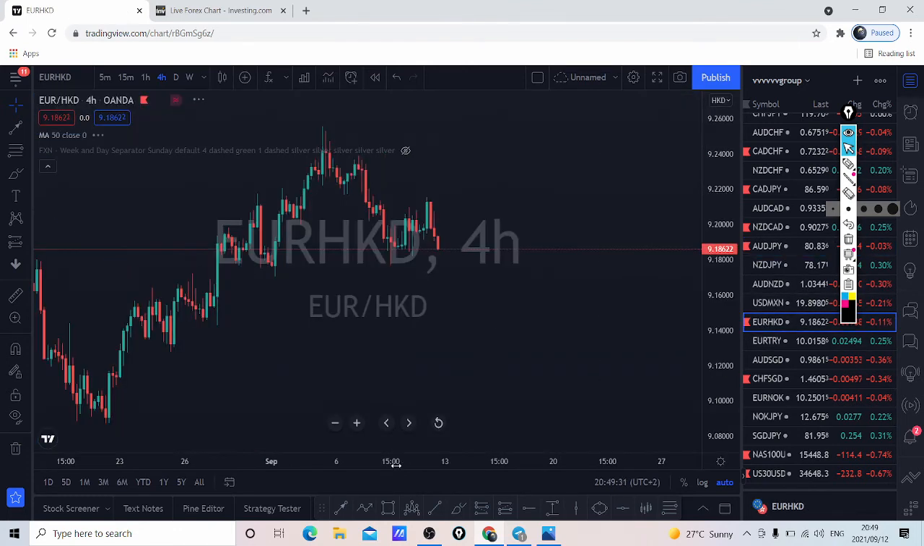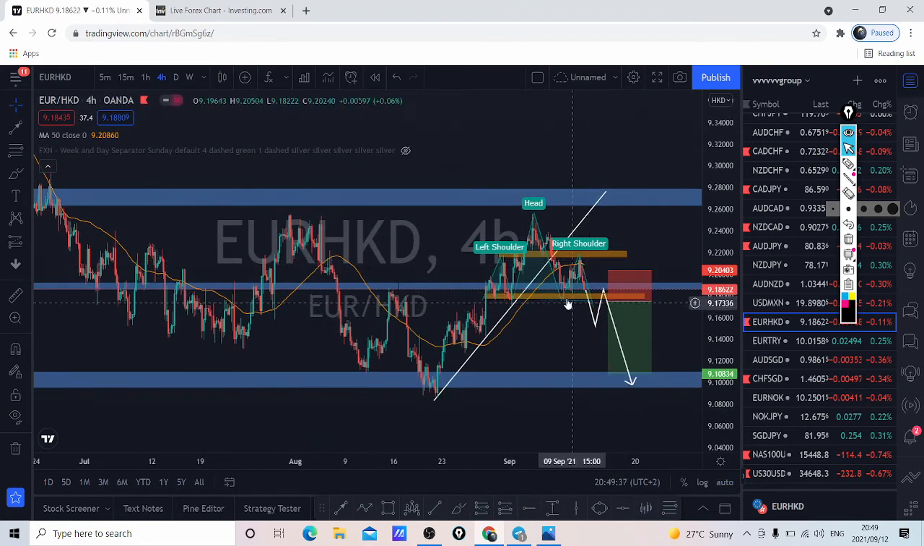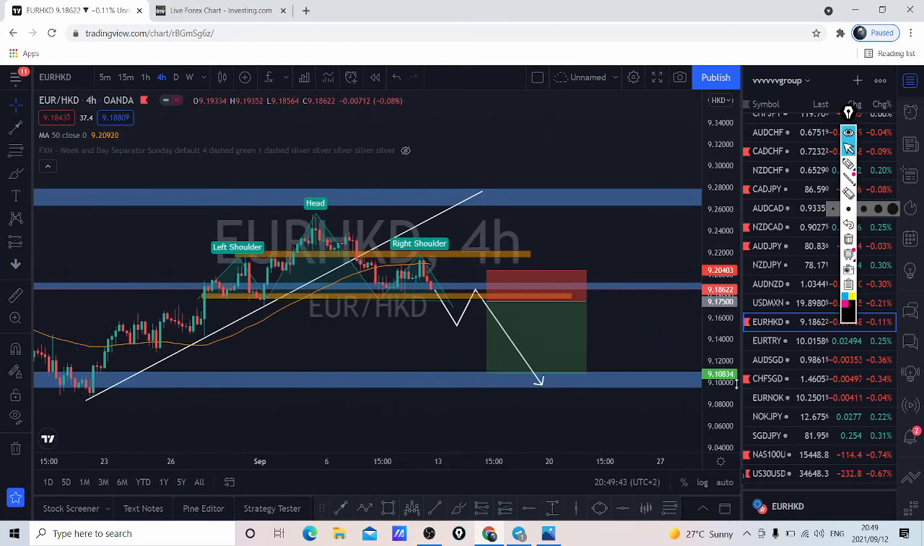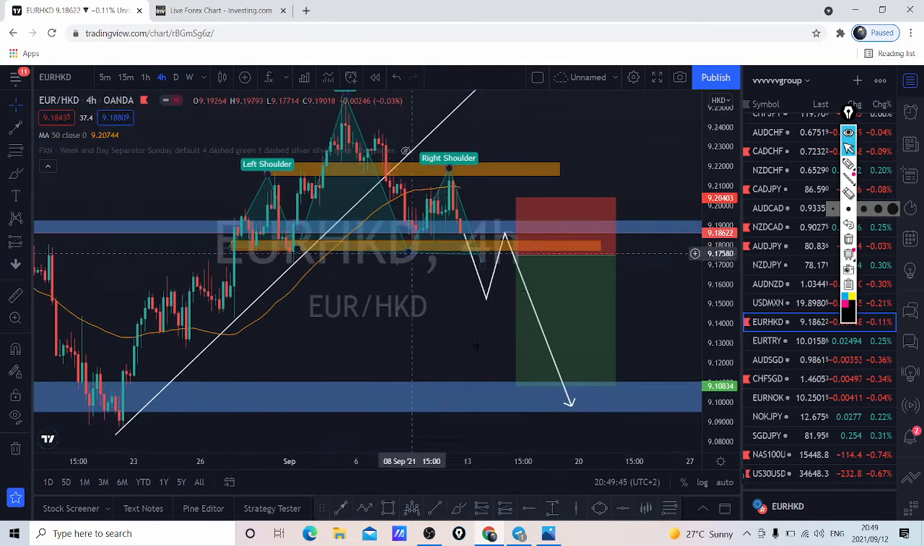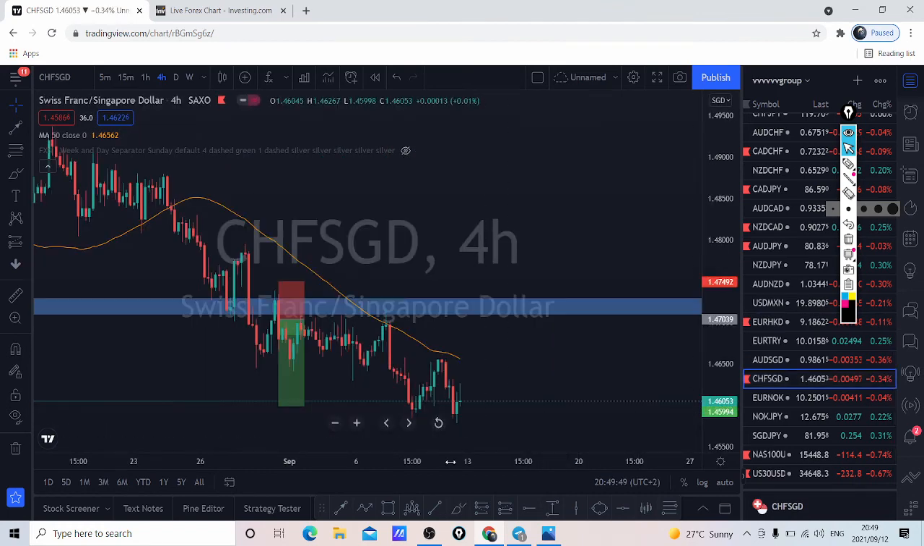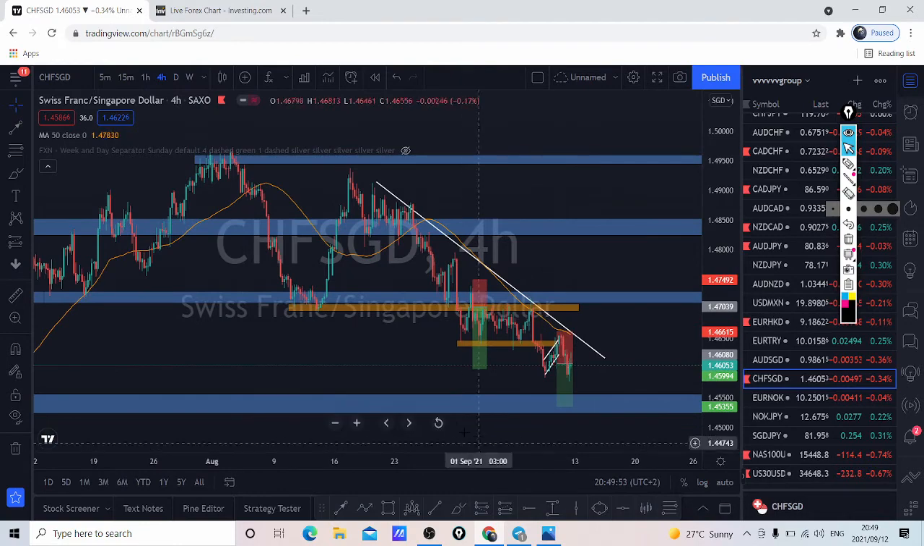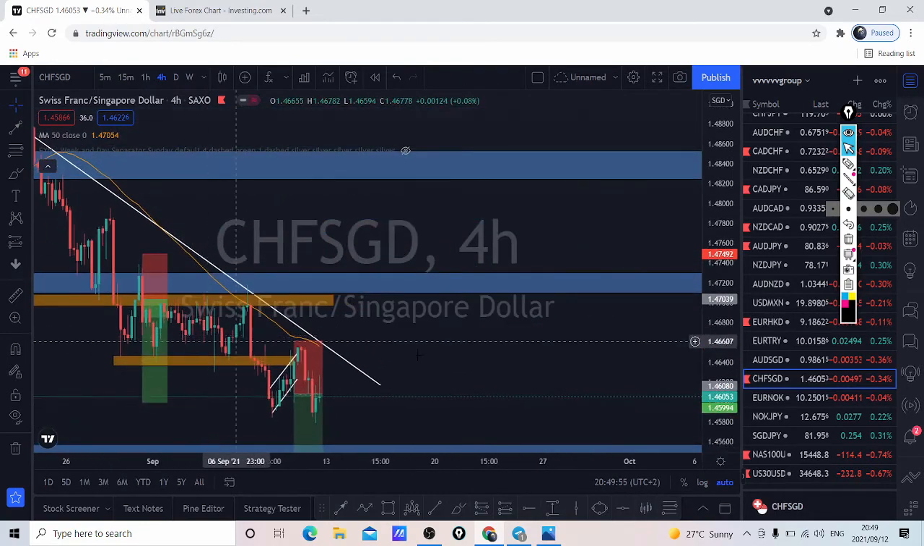Euro, HKD, same thing there. Breakout of that head and shoulder pattern, breaking the neckline, and then I'll be looking for a short after because all of the euro pairs are selling. -5 is huge. So on this one, I took an entry for a sell there.